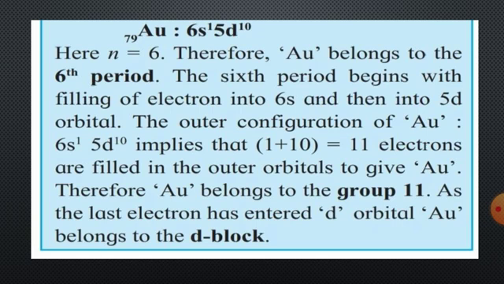So here students, as per the outer electronic configuration, we have seen that 6 shells are present. So Au belongs to the 6th period. And the total number of electrons in the outer electronic configuration of Au, 6s1 5d10, implies that 11 electrons are filled in the outer orbitals of Au. So it belongs to group 11. And the last electron has entered the d orbital, so it belongs to the d block elements.